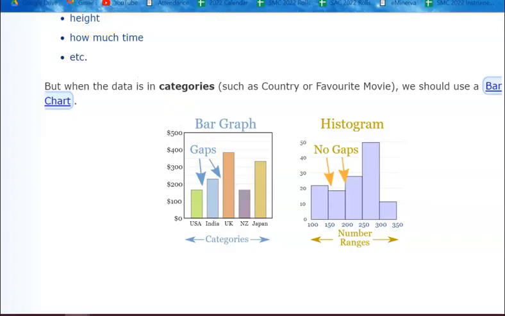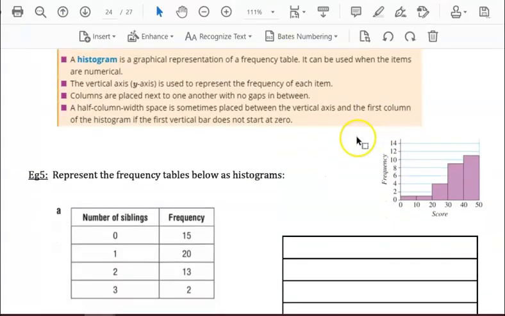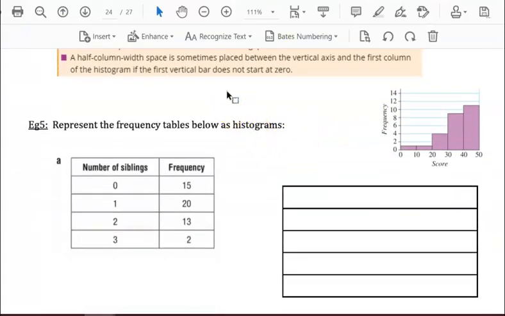So looking at this in reality, here's our frequency table, and we're looking at the number of siblings. So how many people have 0 siblings? There's our frequency there of 15 people. How many people have 1 sibling? A few more people there, 20. And how many people have 2 siblings? Slightly less. And only 2 people have 3 siblings.